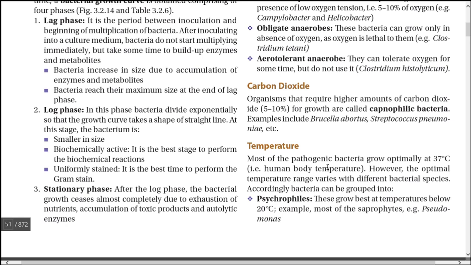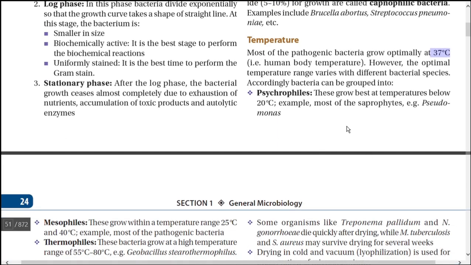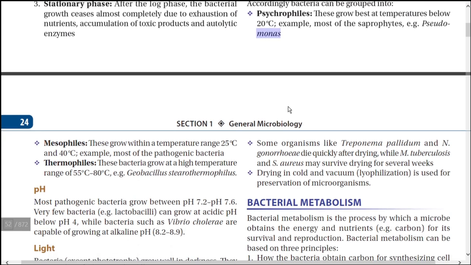Next, temperature. Most of the bacteria grow optimally at 37 degrees Celsius. However, the optimum temperature varies for different species. For example, psychrophiles grow at temperatures below 20 degrees Celsius. Mostly they are saprophytes; an example is Pseudomonas. Then mesophiles grow within a temperature range of 25 to 40 degrees Celsius; most pathogenic bacteria are mesophiles. Thermophiles grow at a higher temperature range, 55 to 80 degrees Celsius. Example: Geobacillus stearothermophilus.